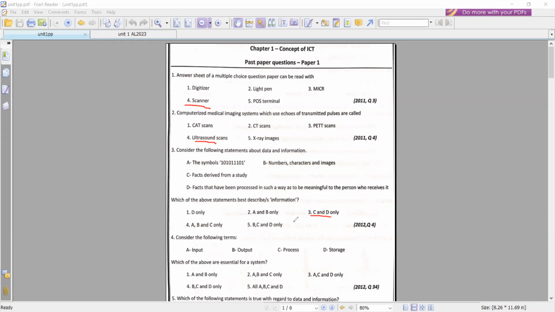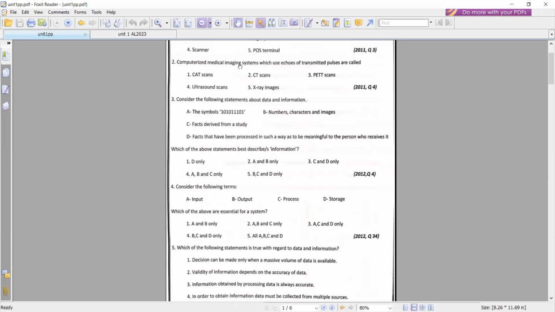Then the next one: consider the following terms: input, output, process, and storage. Which of the above are essential for the system? Now, when you take a system, input is essential. Then output is essential. And process is essential, right? So that is A, B, and C. The second answer is the correct one. Okay, we'll go to the next question.